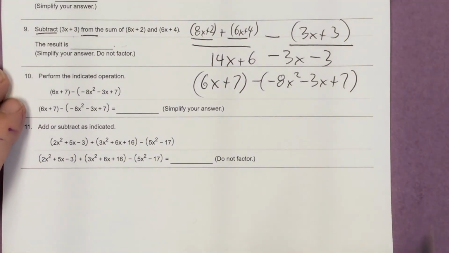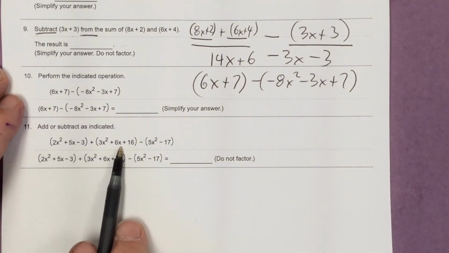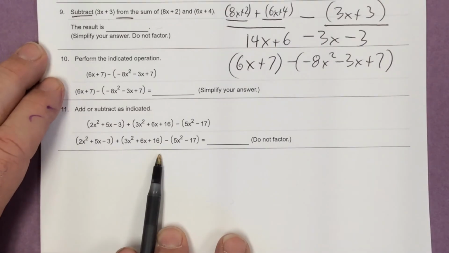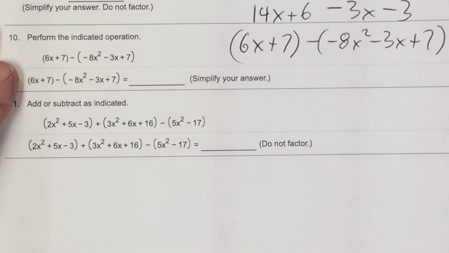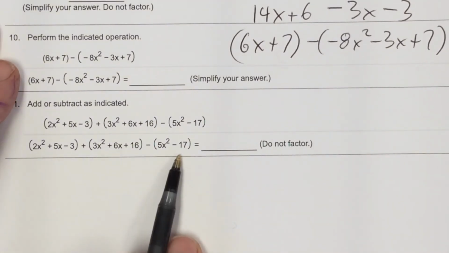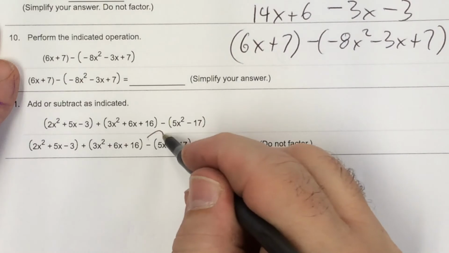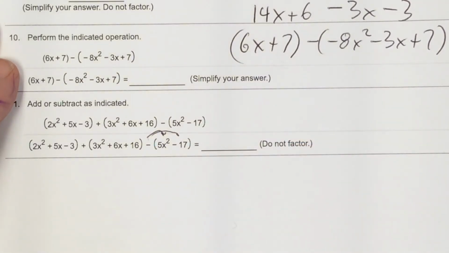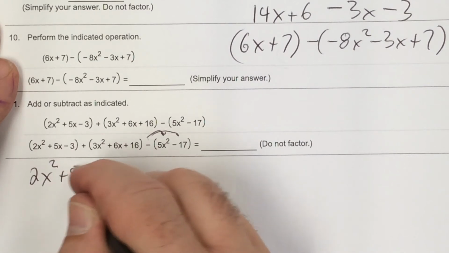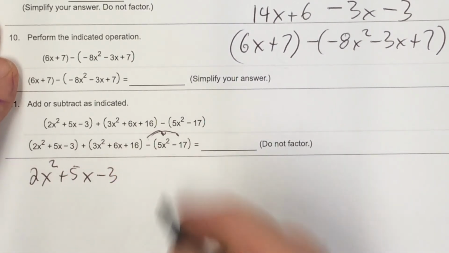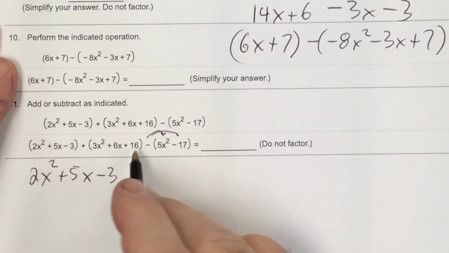All right, so let's take a look at number 11 now. Add and subtract as indicated. So what I'm going to do is take this problem here below. Let's make this a little bigger if we can. Okay. And I'm going to write everything without parentheses. The big change is going to come here when I distribute the negative. So this is going to be 2x to the second plus 5x minus 3. There's a plus here, so everything can stay the same.